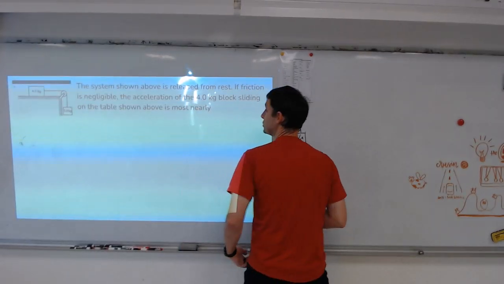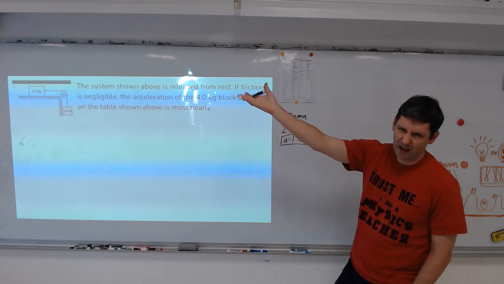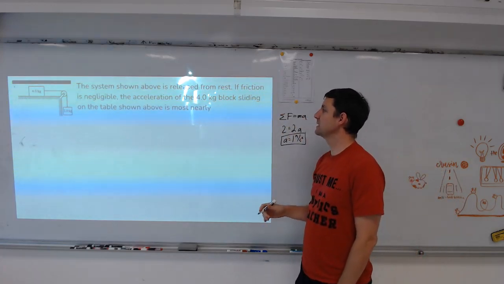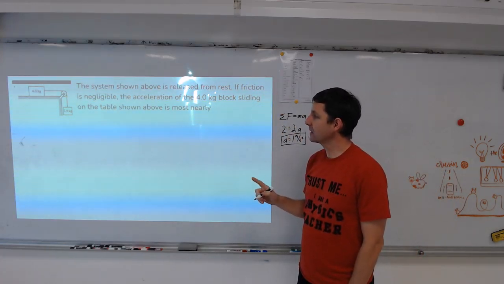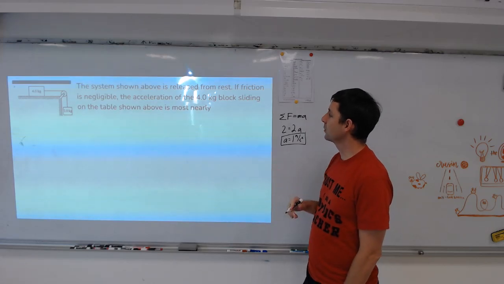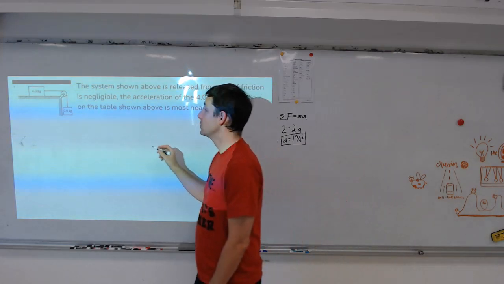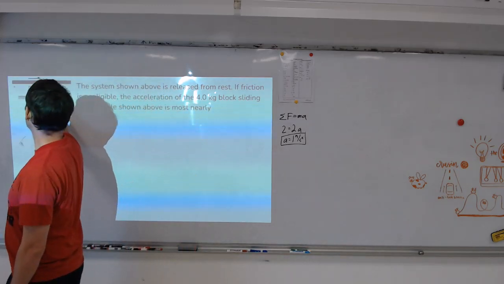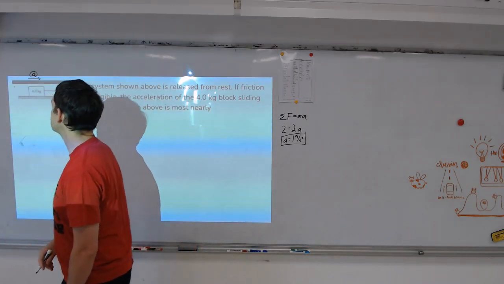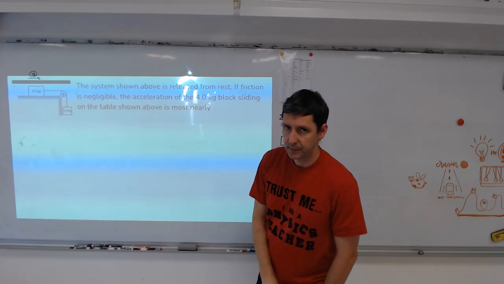The system shown above, to the left, is released from rest. If friction is negligible, the acceleration of the 4 kilogram block sliding on the table shown above is most nearly. So we are trying to find the acceleration of this guy right here, all right?